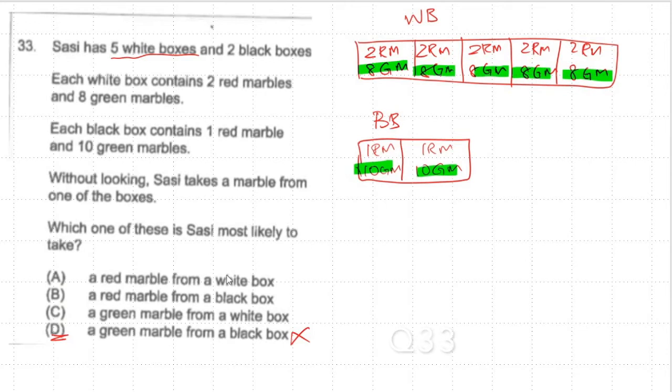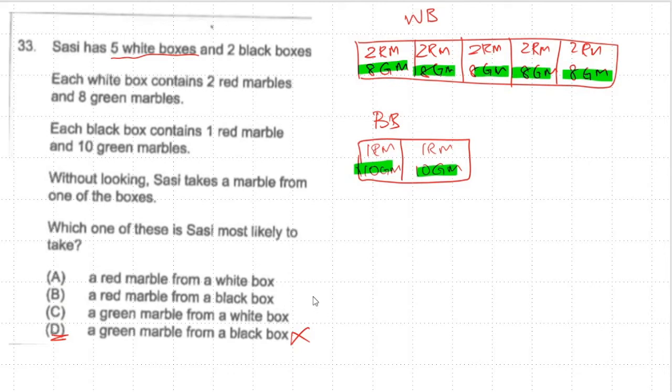I have to show you why the reason is wrong. This is only a very simple probability question. Probability question means how many chances you have of getting the thing. So we always look for the highest chances. I have 5 white boxes. For each white box, there are 2 red marbles and 8 green marbles. Then I have 2 black boxes, and each black box has 1 red marble and 10 green marbles. You notice that for the question, the answer given is only white box, black box.